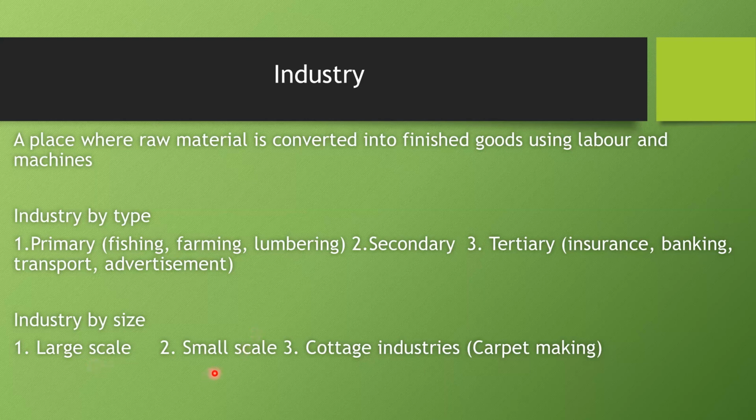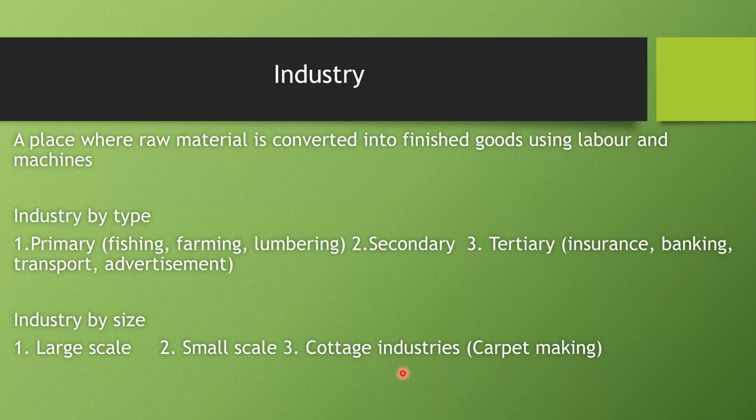The next that we have is a small scale industry. What is a small scale industry? A small scale industry is one wherein there is going to be less labor, less power resources, less investment required, and less production is going to be done. Obviously, the product is not going to be available all across the world. It is going to be available in a specific area only. That is called a small scale industry.